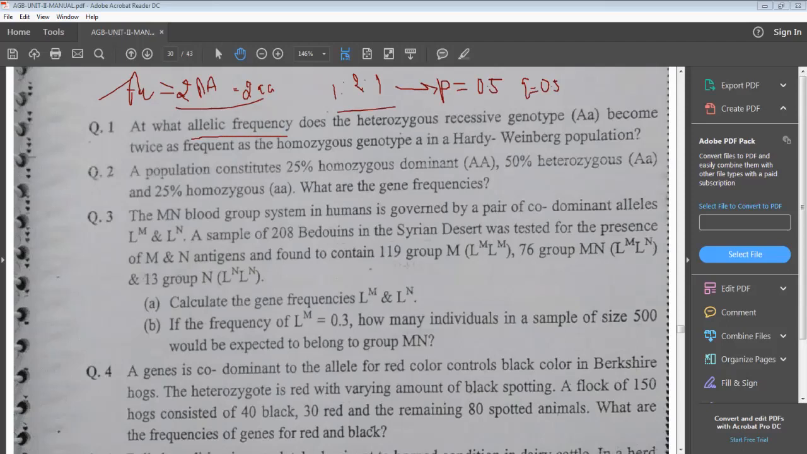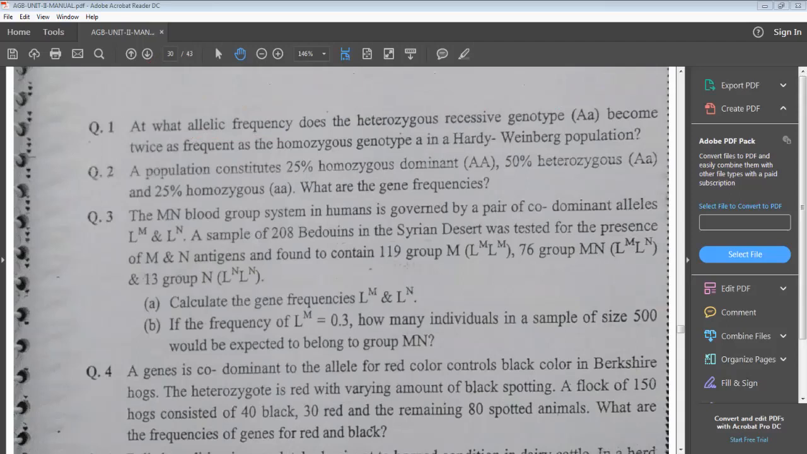But you just try to remember that if this is twice of this, then the gene frequencies are these. Because only in that situation will it exhibit a 1 is to 2 is to 1 ratio, and only in that form can they be twice.